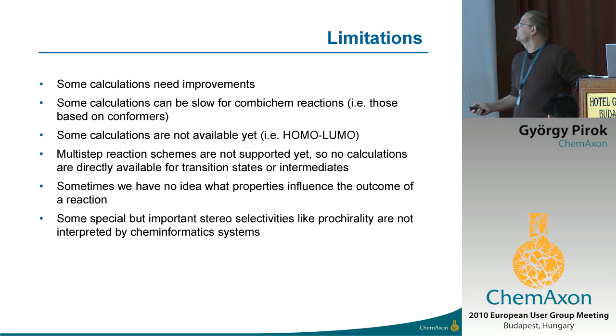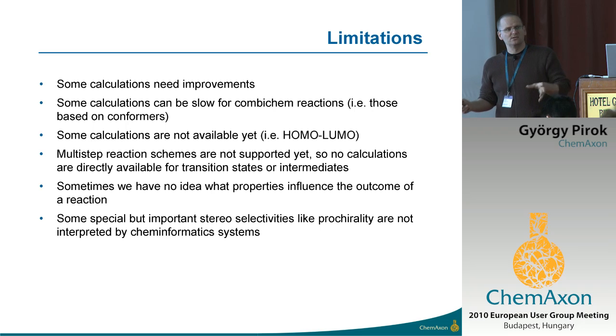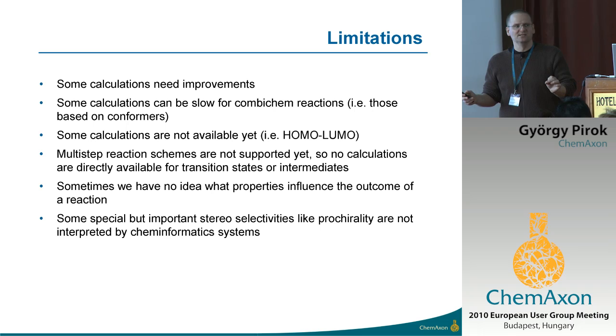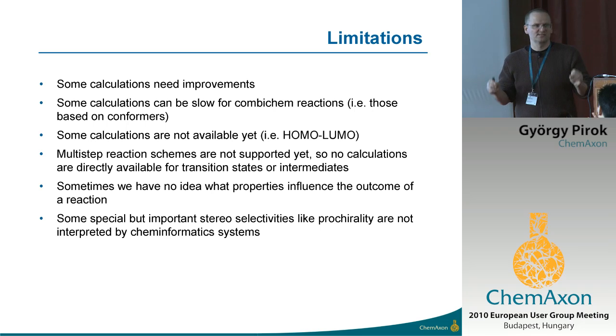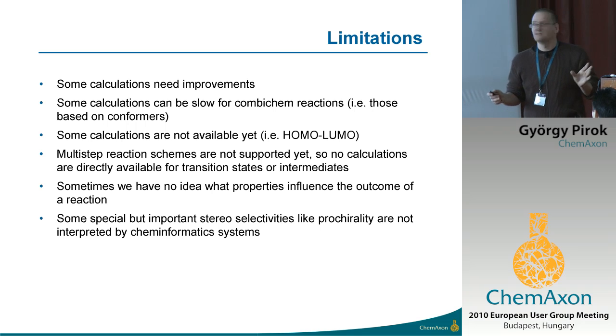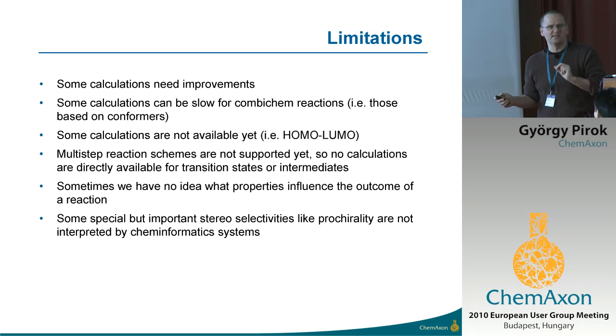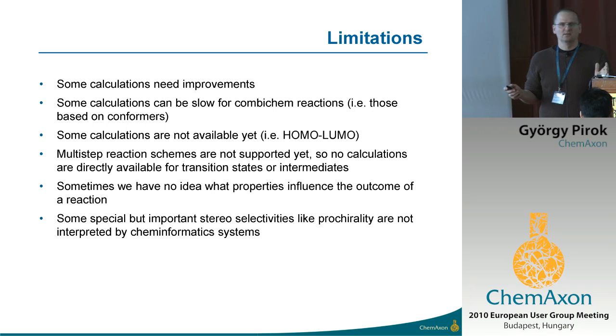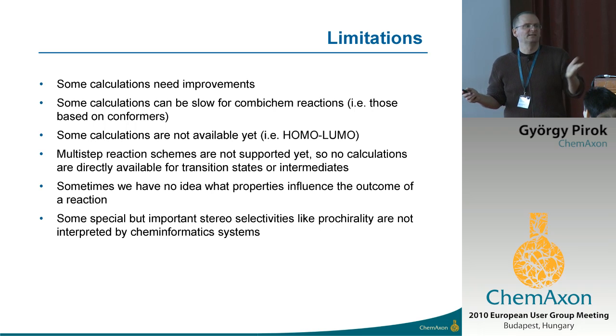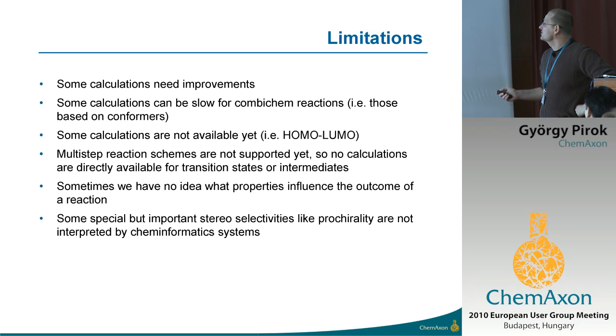Current limitations we are aware of. Some calculations need improvements. As we heard, it's cheminformatics, so these are quick and dirty, but usually provide quite reliable results. But in some cases, like nucleophilicity and things like this, we need some more improvements because, for example, the Hückel rule just didn't consider the effect of methyl substituents. Some calculations can be slow, for example conformation-based ones, when you need 3D conformers. Some calculations are not available yet. I would love to have HOMO and LUMO, but I doubt that we can have it in a quick way. So we still have to think about how to solve these issues.